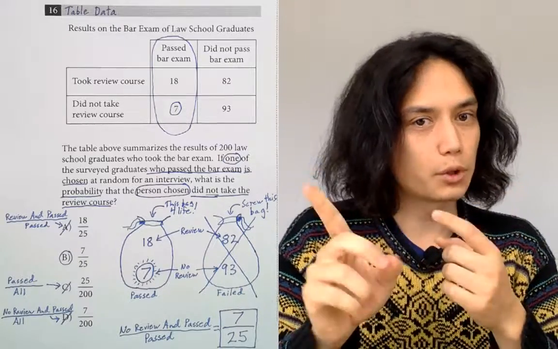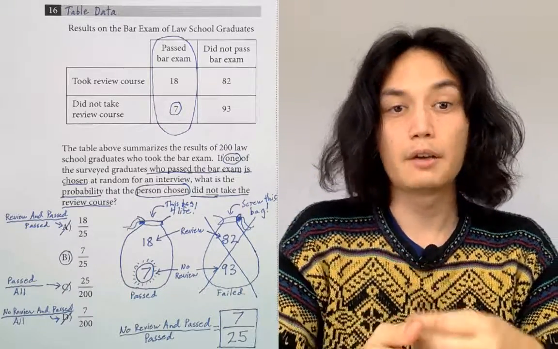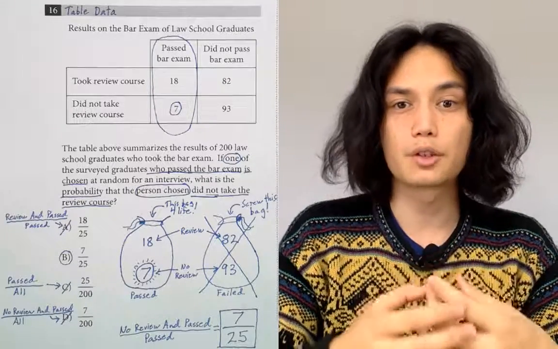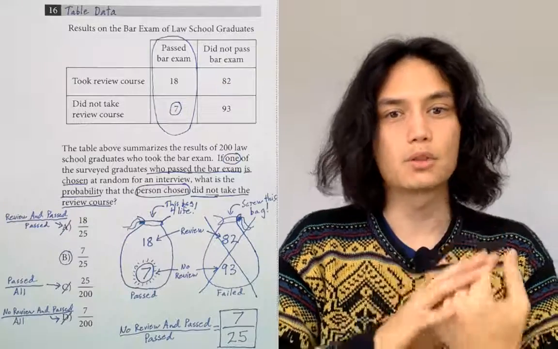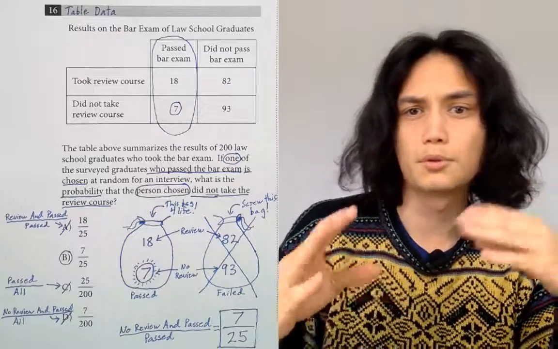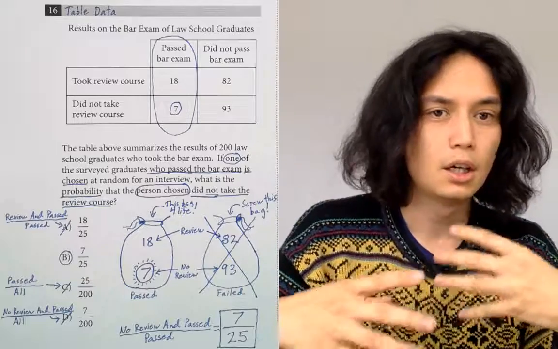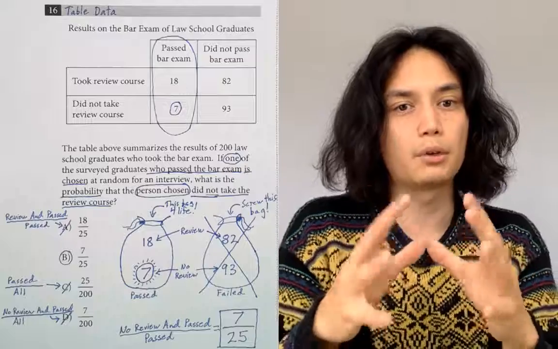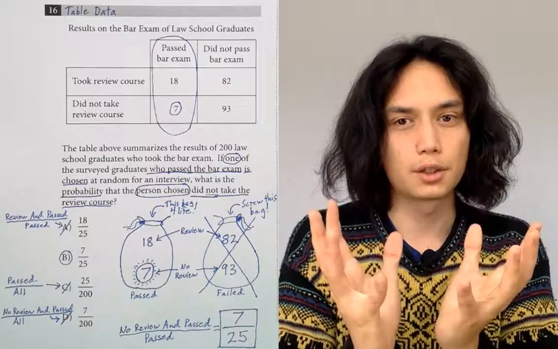Okay, so we're going to read through this prompt again, and first we're going to think about what's the bag from which we're choosing. Are we choosing from all of the law graduates? Are we choosing from only some of the law graduates? Are we choosing from people who took the review course, people who didn't, people who passed, people who didn't? What's the bag of people? What's the pool of people we care about? What's the pool of people from which we're choosing?